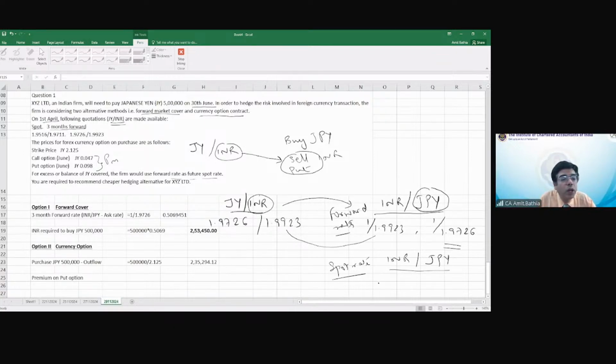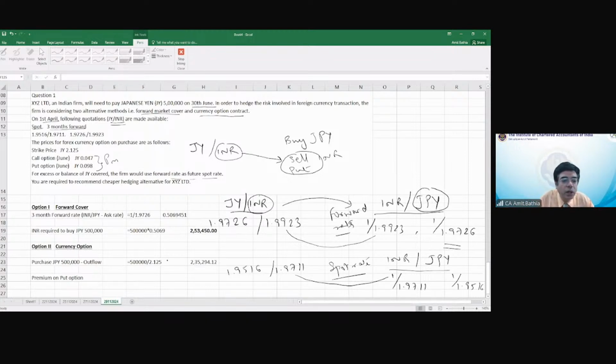Okay. So what is the spot rate? Can you please help me out? What is my spot rate given? 1.9516 rupees per JPY, and 1.9711. So my ask will become bid, am I right? Yes, sir. So it will become 1 upon 1.9711, and then your ask will be 1 upon 1.9516. Am I right? Yes, sir.